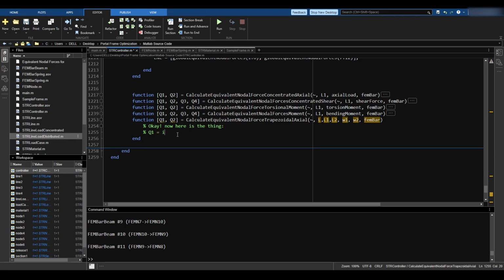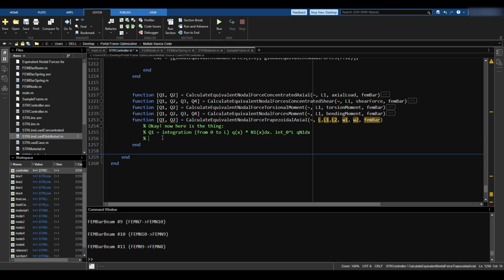Q1 equals the integration from 0 to L for Q of x multiplied by N1 of x dx. Okay? So short term, it's integration. If you write this in Word, you will see this: integration 0 to L Q N1 dx. Now, don't get it wrong. Q can be a function in x because it could be a trapezoid, and N1 is a function in x. Now, similarly, of course, Q2 is going to be the same, but for N2.